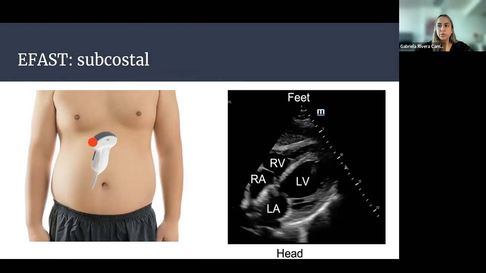The subcostal view is obtained by placing the probe inferior to the xiphoid process, flattening the probe against the abdomen with the indicator towards the patient's right. We evaluate the pericardium for free fluid. That is the pericardial sac.